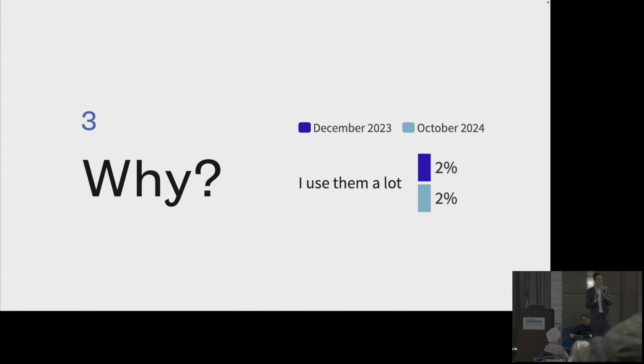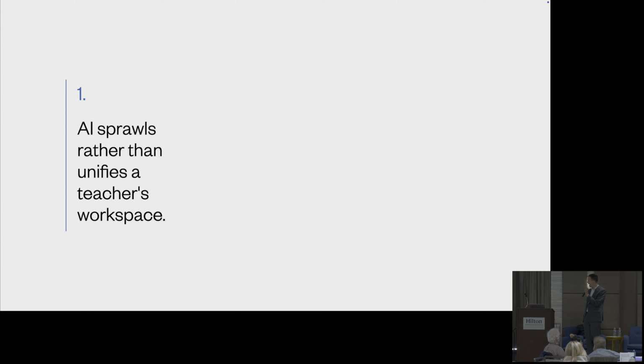And I don't know how to communicate to you in words or data just how comprehensively, from my perspective, this technology has failed to capture the imagination of practicing K-12 teachers. I'm baffled by it, especially relative to the hype and the funding. I just don't get it. There is a huge mismatch between the expectation from so many and what is actually going on. Here are three ideas about that. One is that AI sprawls rather than unifies a teacher's workspace.